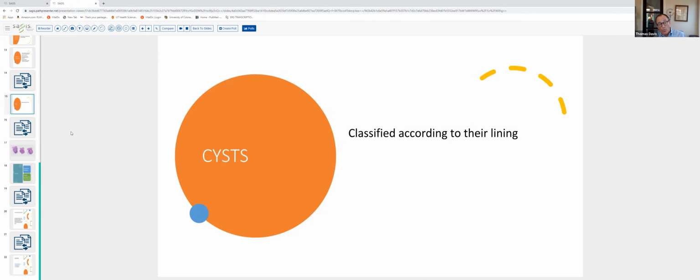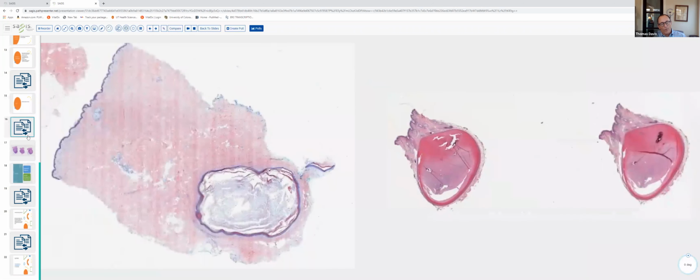Our next big category of skin disease are cysts, and cysts, quite simply, are classified according to their lining. And so we're going to look at three of the most commonly encountered cysts here. In particular, we're going to look at cysts that have a lining that shows differentiation towards, or is derived from, different portions of the hair follicle.